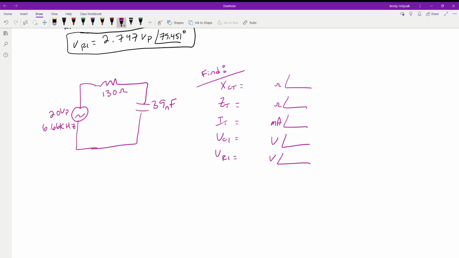Okay, like I said before, go through, solve these equations by yourself, pause the video, and then we'll go through the explanation on how to solve all these guys. Let's go through and solve this.